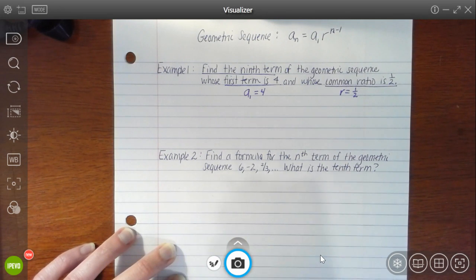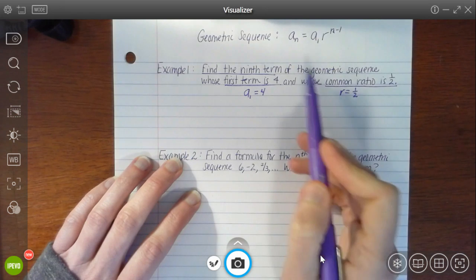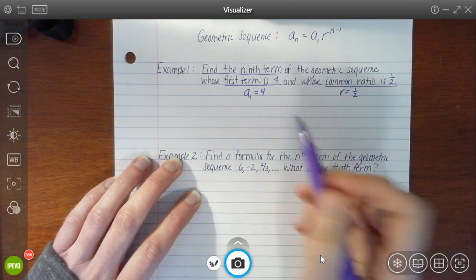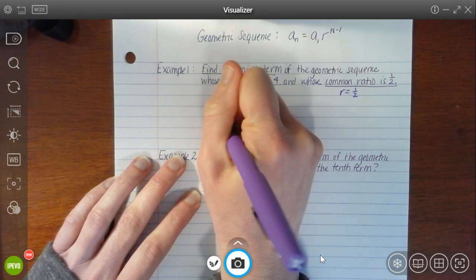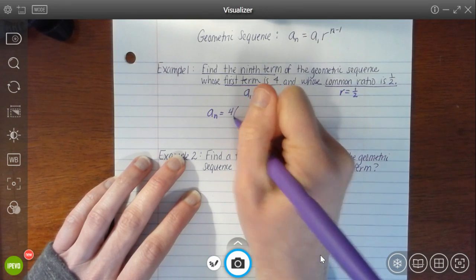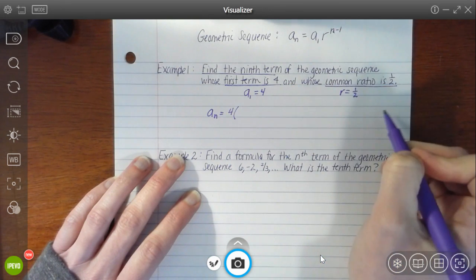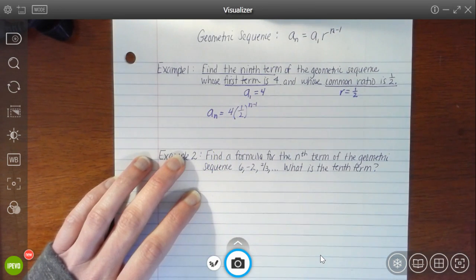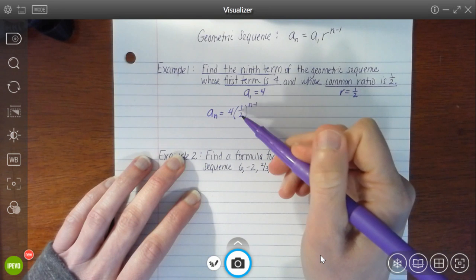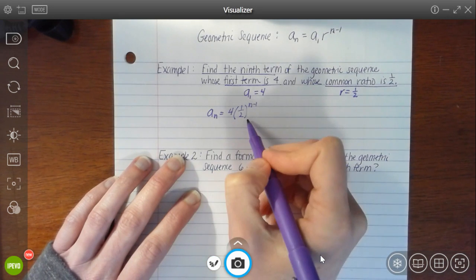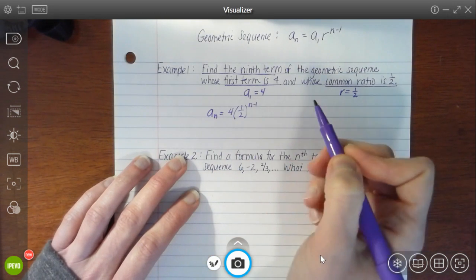So before I go and find the 9th term, I'm going to write my rule using a sub n is equal to a sub 1 times r to the n minus 1. So to write my rule, I'm going to replace a sub 1 in the rule with the number 4, and I'm going to replace my common ratio with that value of 1/2 and raise that to the n minus 1. Now this entire ratio, both the numerator and the denominator, are being raised to that exponent. Once I have my formula, now I can go ahead and find whatever term I want to find.